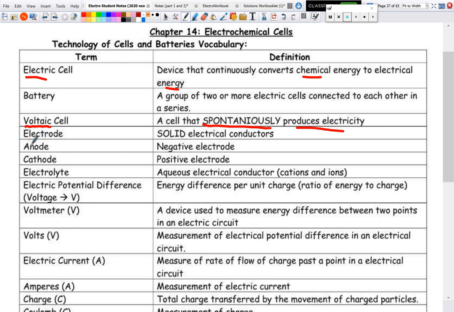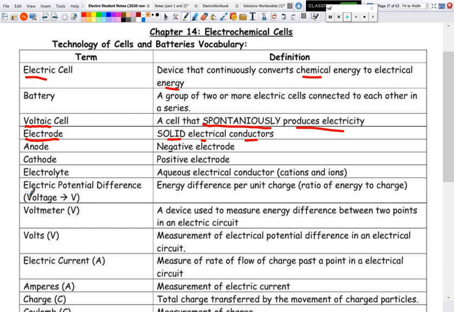This is going to show up a lot, the term electrode. This is a solid electrical conductor, and you'll notice solid is in bold here. That is because whenever we're drawing cells or trying to figure out what's in an electrochemical cell, we need to have an electrode, and it needs to be something that's solid.